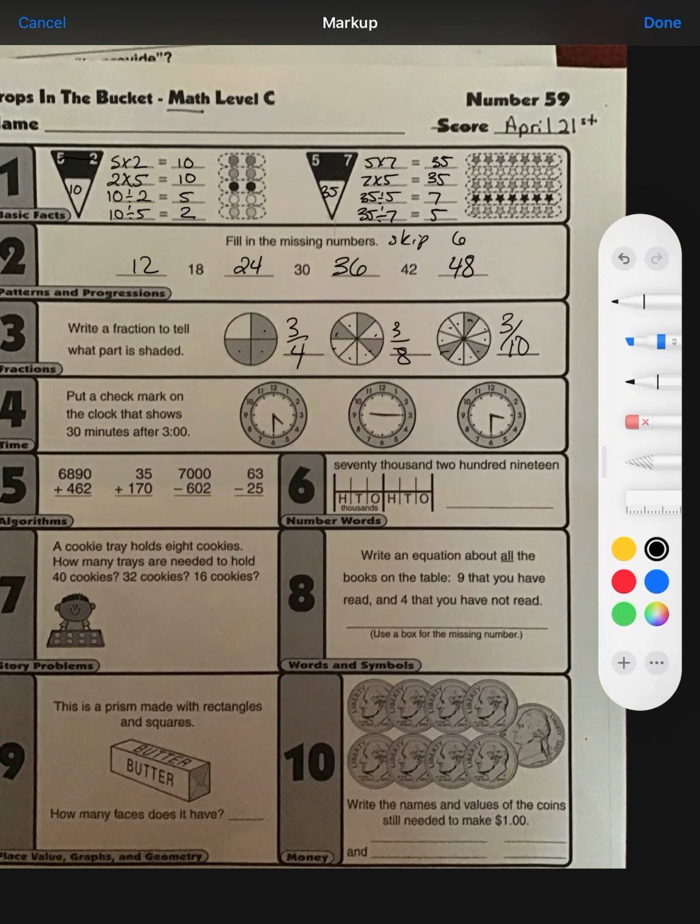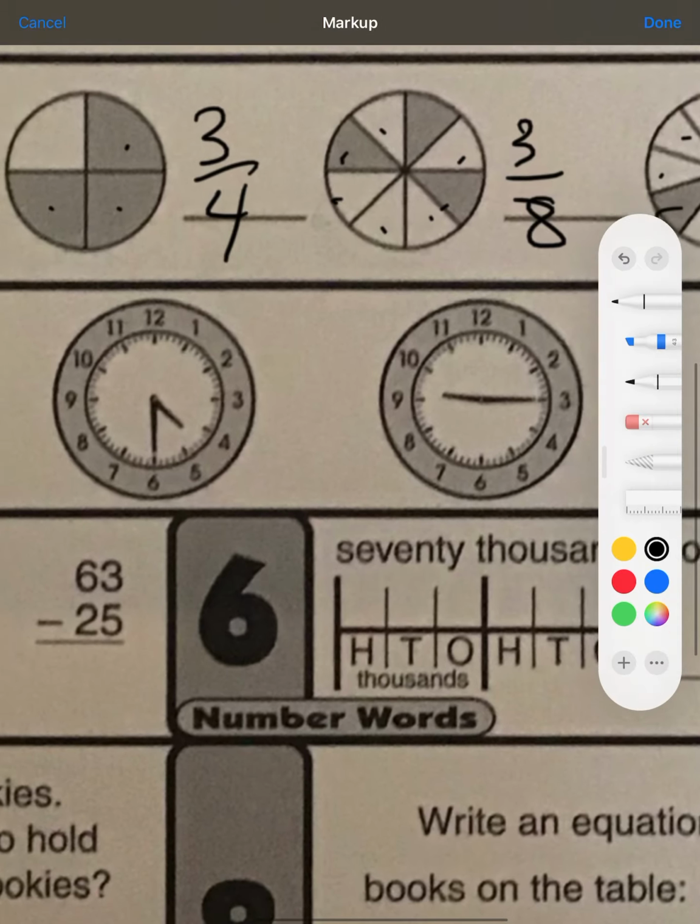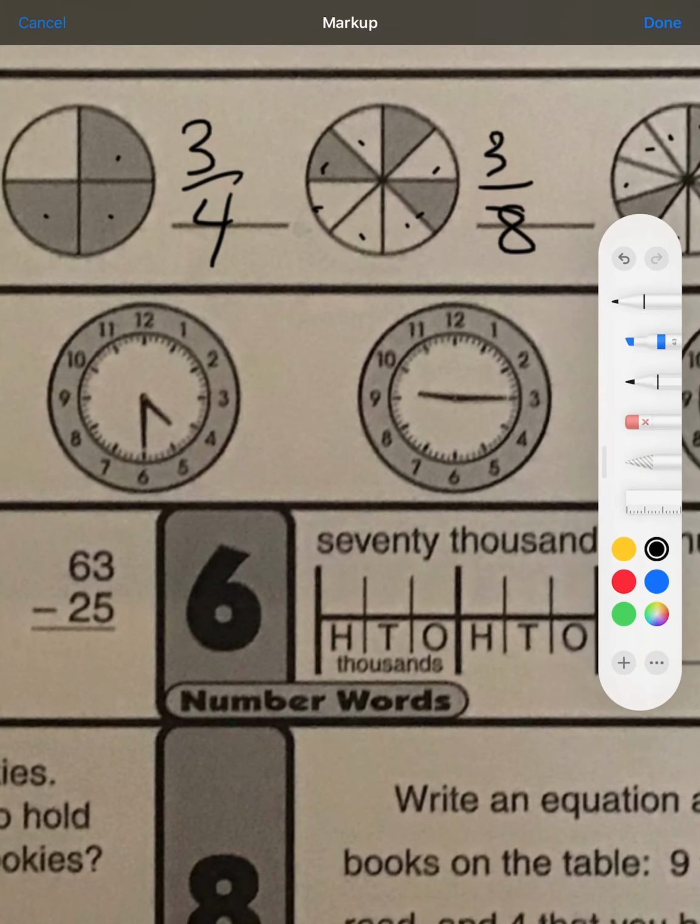Okay, now the time. Put a check mark on the clock that shows 30 minutes after 3. So we know 30 minutes after 3, it's going to be 3:30. So I'm going to zoom in here. And that one is not 3:30. That is 4:30. So remember, the short hand points to the hour. And yes, it's not pointing exactly at 4, but that's because as the minute hand is moving, the hour hand is moving slightly closer to the next hour. So that is 4:30.